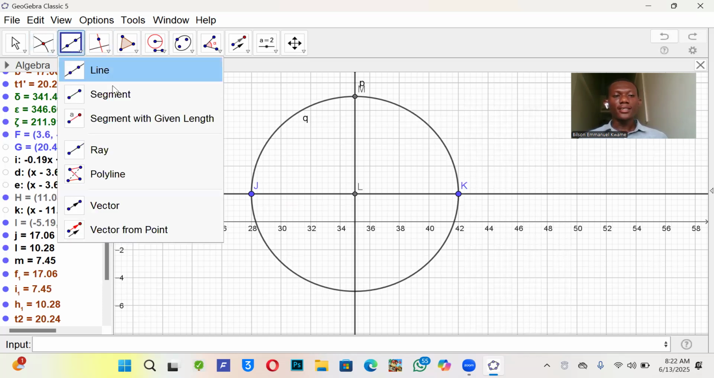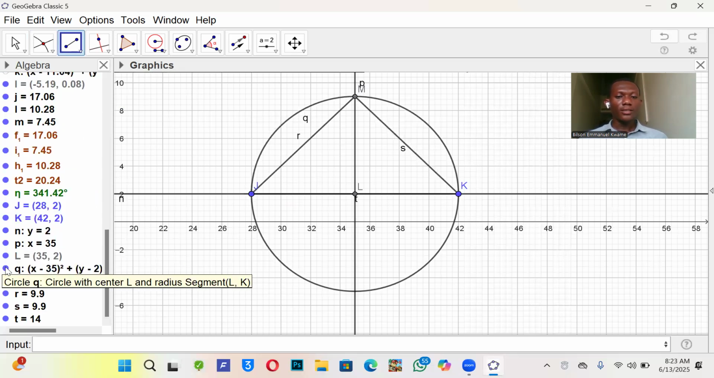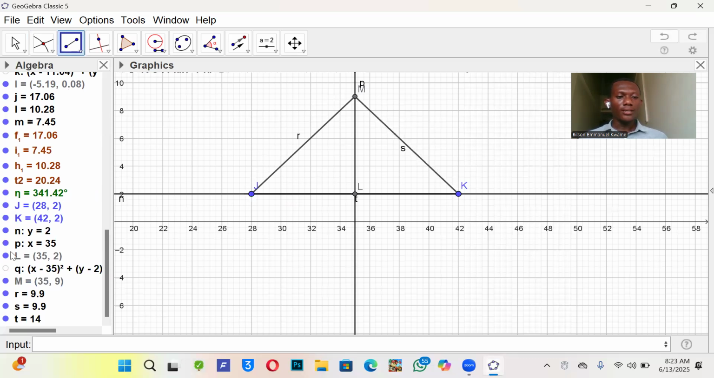We use our line segments to join these points together. Good. Now we are done drawing our isosceles triangle. So we can erase the helping lines.